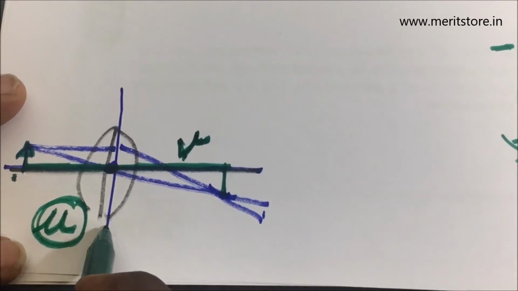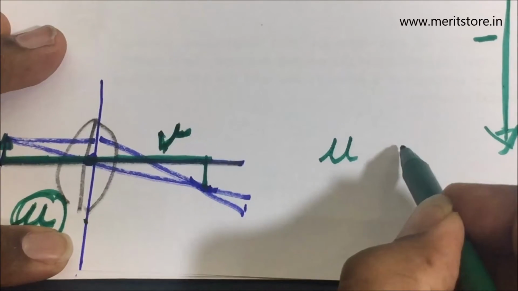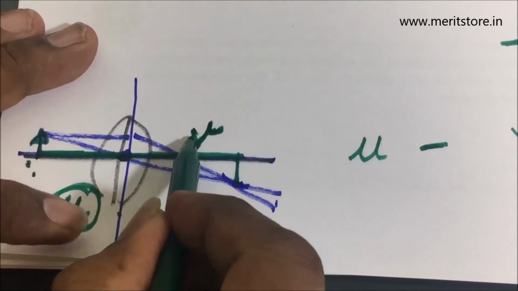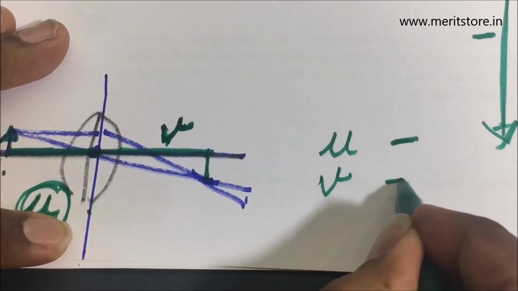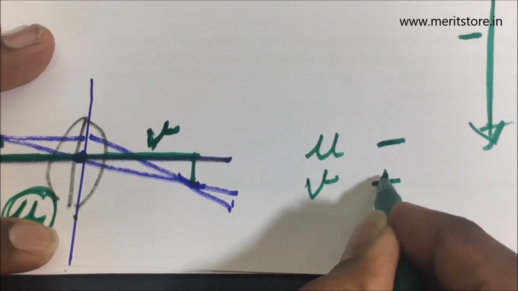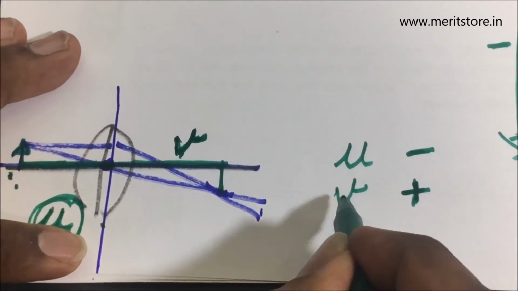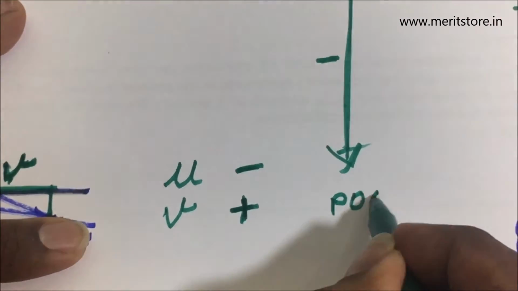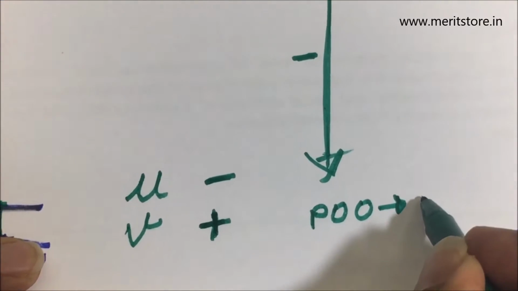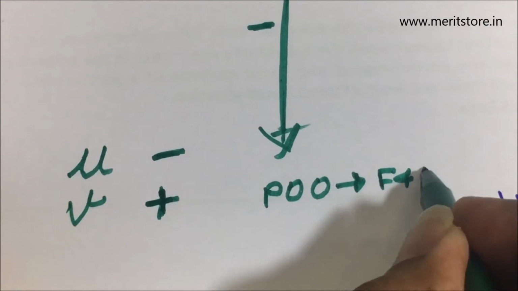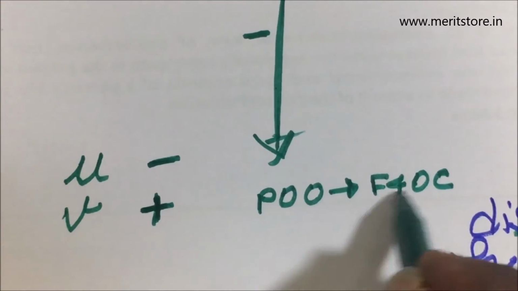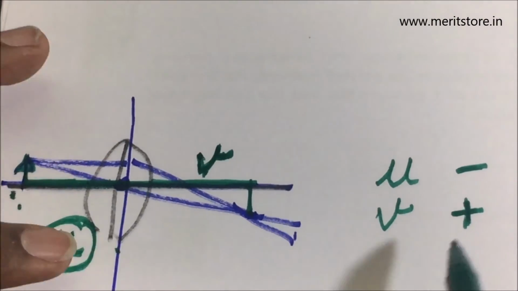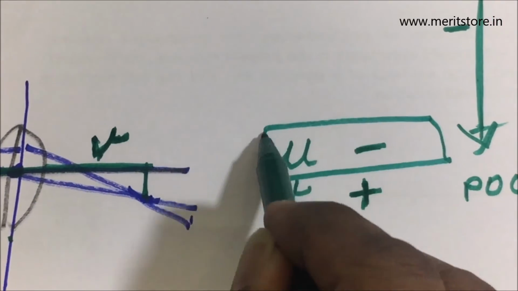So for a convex lens, u will always remain negative. For a convex lens, v will mostly remain positive. There is only one case when v is negative. You know when is that? When the position of the object is between f and the optical center. Only in this case the image is formed on the left hand side. Otherwise, in every other case v is positive.